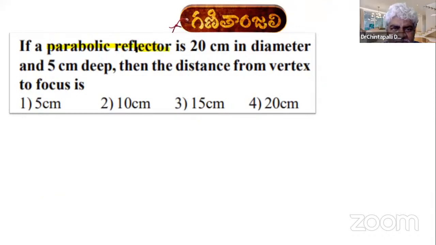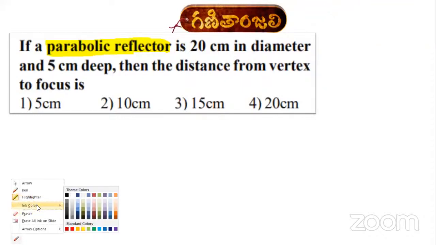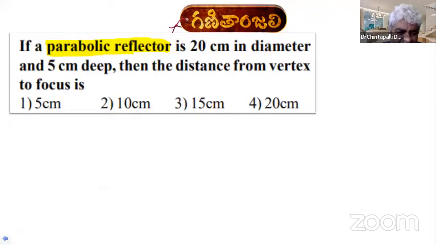How many of you have a dish instead of a cable wire connection? Josna, is it your cable connection or dish? Cable connection, sir. Anyone has a dish, or have you seen one? Yes, sir. That is called a parabolic reflector. The dish is in the shape of a parabolic reflector. What is its shape? The parabolic reflector shape is like this.